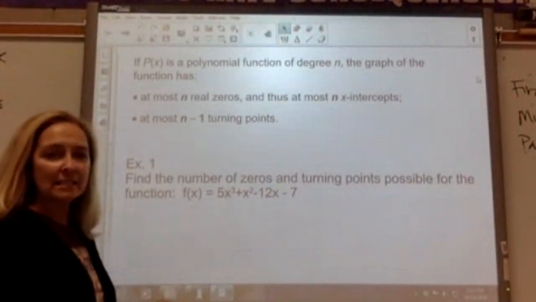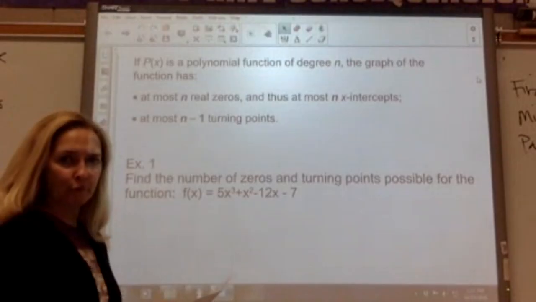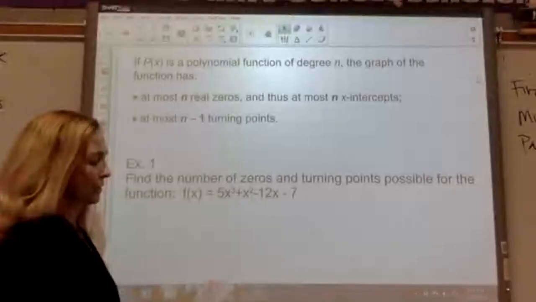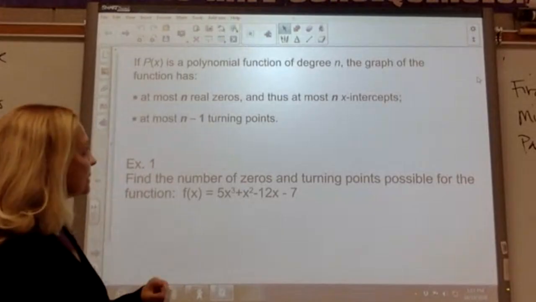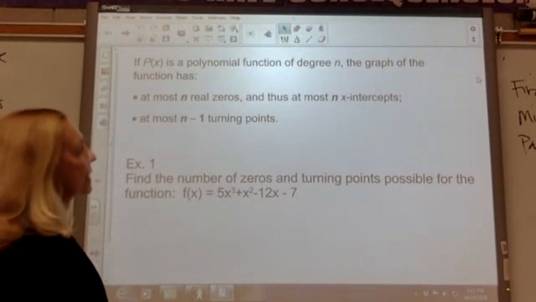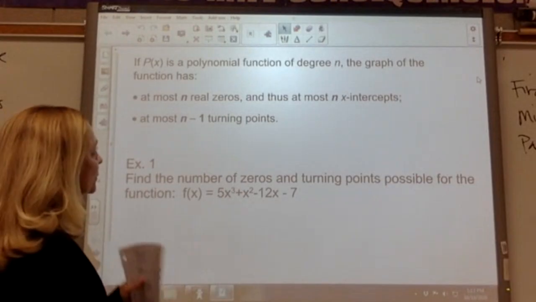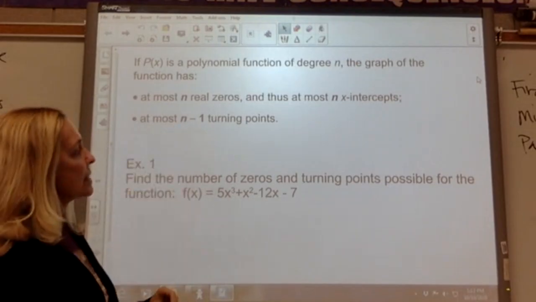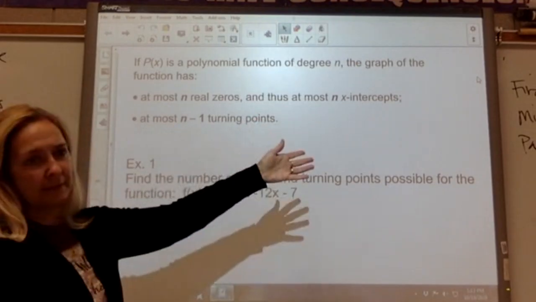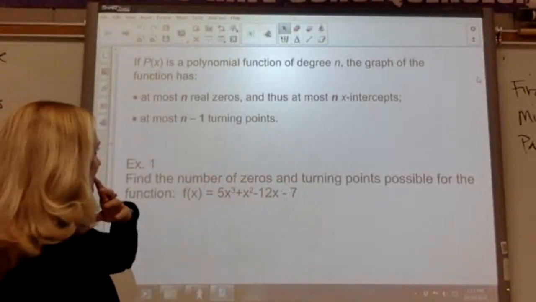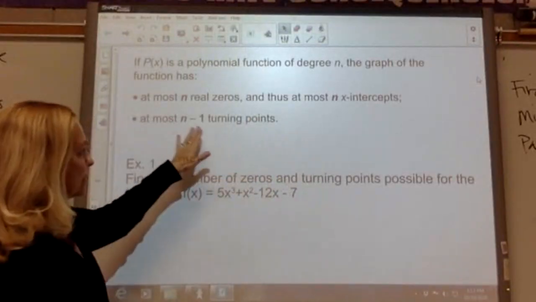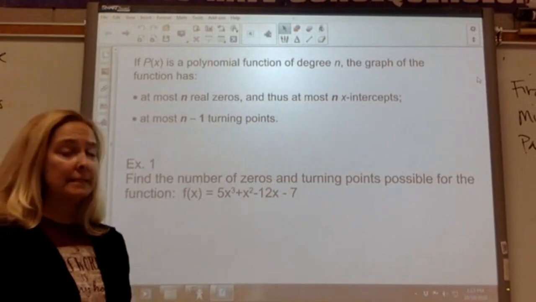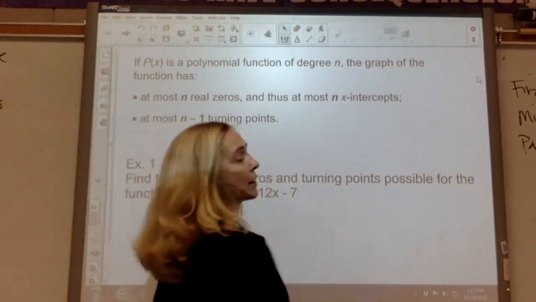All right, these notes today are about section 4.2. It starts off by talking about a polynomial that has degree n. The graph of the function has at most n real zeros, which means the same thing as at most n x-intercepts. And then it has at most n minus 1 turning points. What this means is, let's just think about a quadratic.